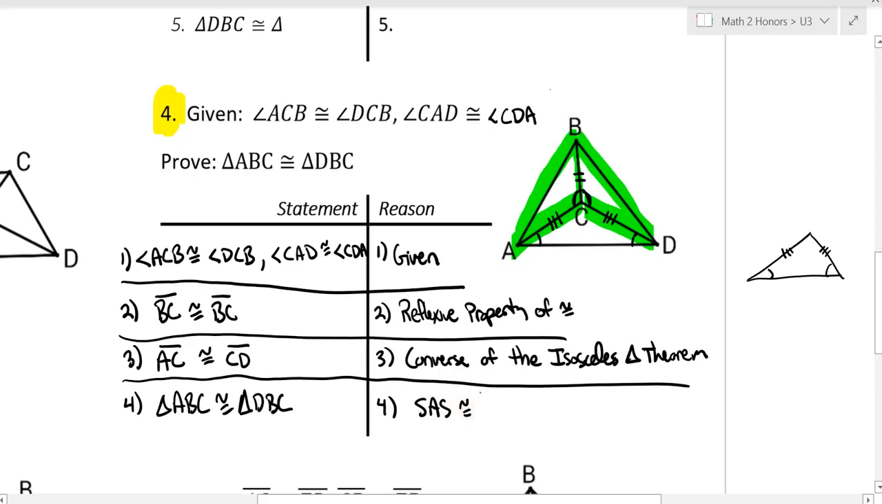Now, my statement 3 came from step 1, because in step 1, that's when we found out that our base angles were congruent. And statement 4 came from steps 1, 2, and 3. Right, because those were our congruent statements for the side angle side. And there's our proof.